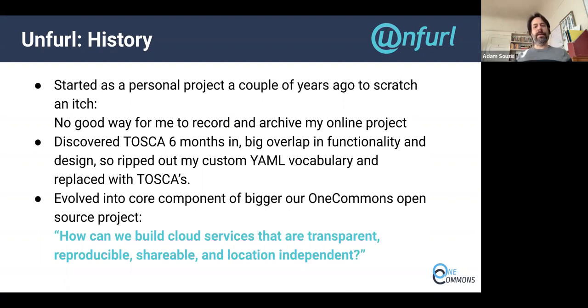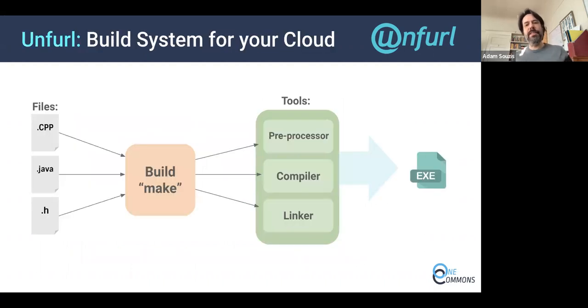What that means is, can we build cloud services that are transparent in the same way open source code is, reproducible, just like I can clone source code that's in Git and rebuild my own copy, shareable in that same way, and then decentralized and location independent. This vision of what we call open cloud services has really evolved from what Unfurl is, and Unfurl is now the core component for developing this. Obviously it's a big long-term project, but here we are. And so that's the history.